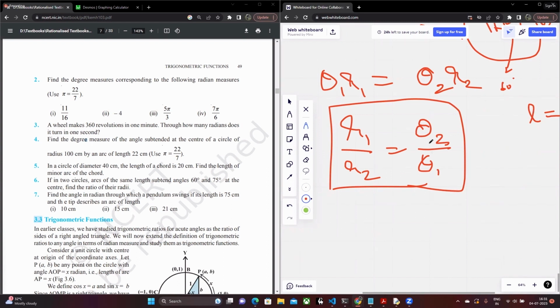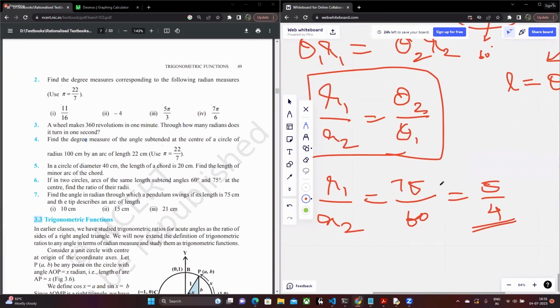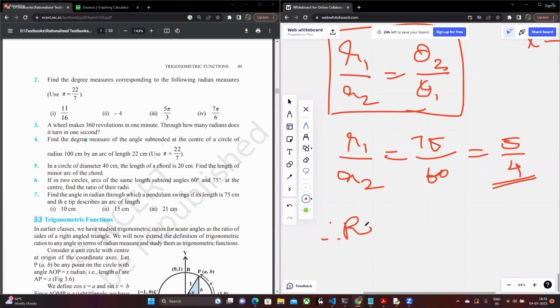So given that theta 1 is 60 and theta 2 is 75, R1 by R2 is now going to be 75 divided by 60, which is basically 5 by 4. Therefore, the ratio of radii is 5:4.